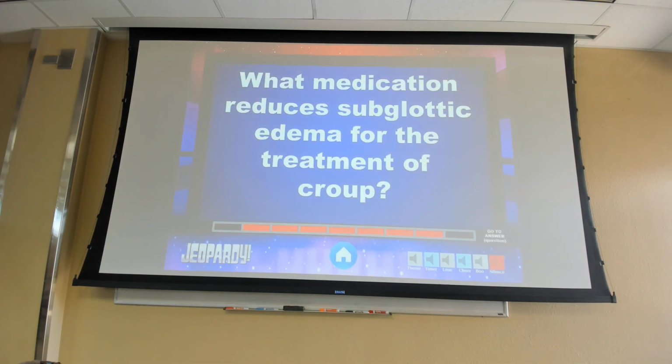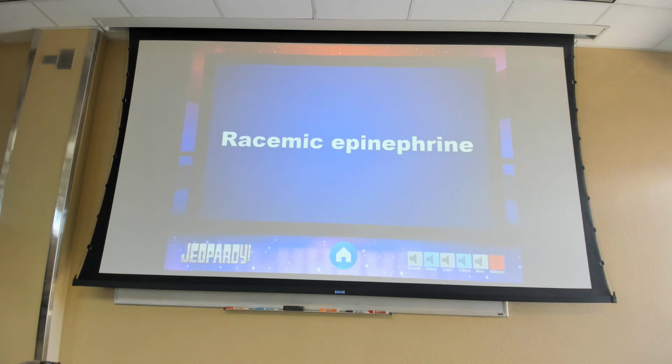What medication reduces subglottic edema for the treatment of croup? Racemic epi. What else are you giving after you give the racemic epi? Dexamethasone. What's your dose? 0.6. Yep.